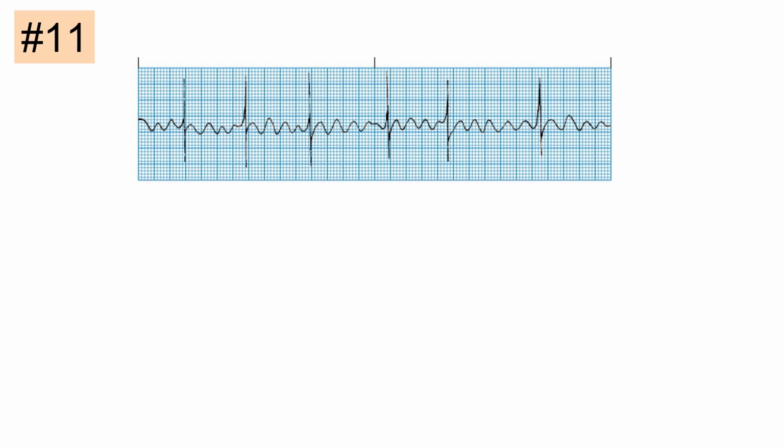Next, number 11, is it regular or irregular? Okay, I can tell it already looks irregular because we have this really wide one, and then this one doesn't look as wide. So 1, 2, 3, almost 4, 1, 2, 3, almost 4, 1, 2, 3, 4, almost 5. Okay, so this is irregular. What's the rate? 1, 2, 3, 4, 5, 6. So that's going to be 6 times 10. We have 60. Okay, so do we have a P wave before every QRS?